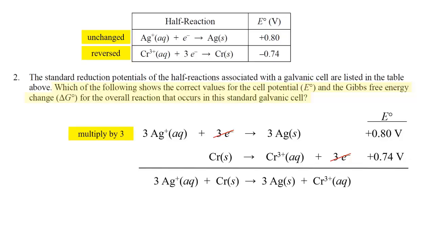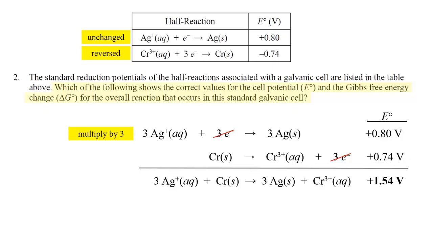So my overall balanced equation for the reaction that occurs in this standard galvanic cell involves 3 moles of aqueous Ag+ ions reacting with 1 mole of solid chromium, and then the products of this reaction are 3 moles of solid silver and 1 mole of aqueous chromium 3+ ions. The standard cell potential would be the sum of 0.80 plus 0.74. So we definitely have a positive cell potential for the reaction that occurs in this standard galvanic cell.